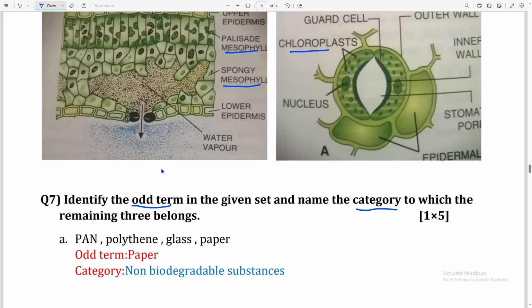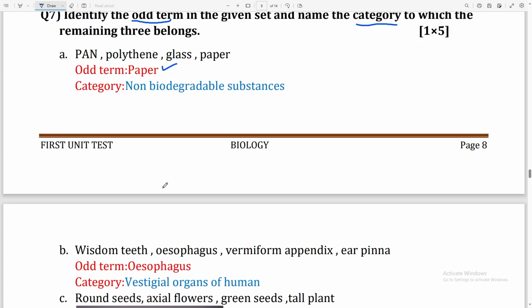PAN, polythene, glass, paper. PAN stands for peroxyacyl nitrate. Polythene, glass, all these three are non-biodegradable substances. So which is the odd term? Paper is the odd term. You have to mention the answer this way.